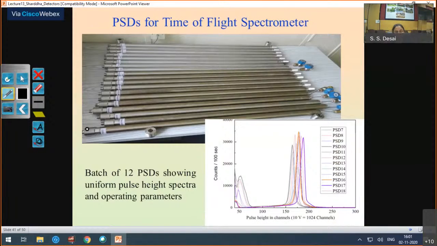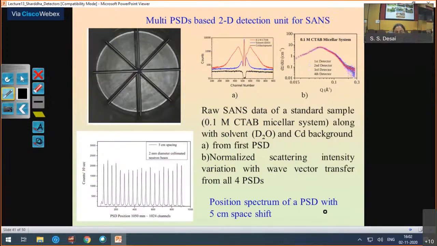So these are multiple PSDs assembled here, and you can see that all 12 PSDs should have this pulse height spectrum ranging within a similar range. It is covering only 50 channels, with all the pulse height distributions at the same operating bias voltage. It has been shown that this is how the array needs to have uniform performance.